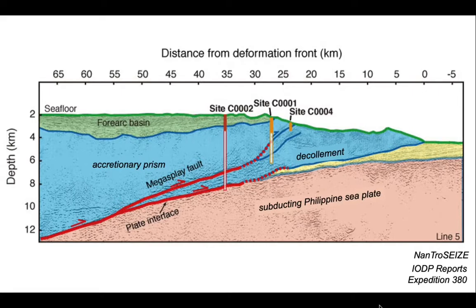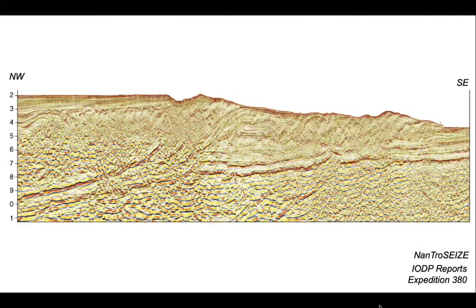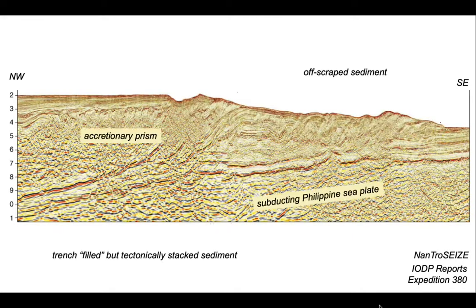And as a consequence of that displacement, sediment on the floor of the Philippine Sea is being scraped off into a so-called accretionary prism. Here's a better version of this seismic imagery, and you can see rather spectacularly the stacking of the strata as the Philippine Sea plate is subducted. So off-scraped sediment creating an accretionary prism. So much of the trench, indeed pretty much all the trench of the Nankai, is filled with tectonically stacked sediment, the accretionary prism.